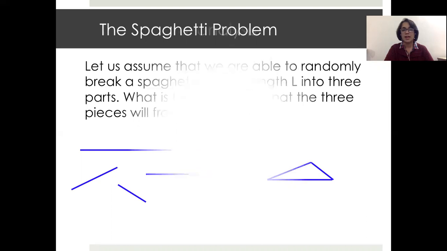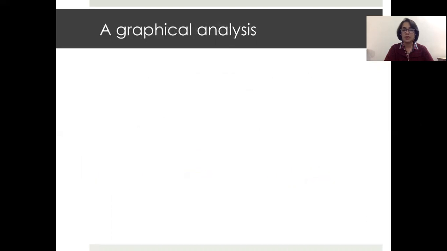Let us analyze this, and we are going to do a little graphical analysis of the problem. Let us say this is our spaghetti stick and these black lines indicate the points where the stick is broken. So this leads us to three pieces, one of length, let us say, X, the other of length Y, and the third piece will be of length L minus X minus Y. Now, under what conditions will these three pieces form a triangle?